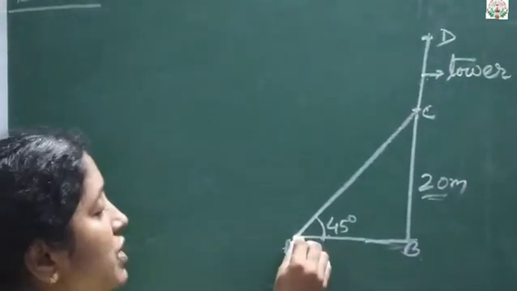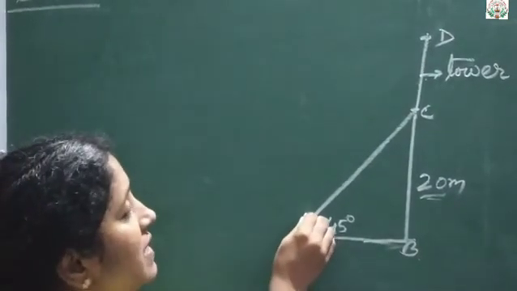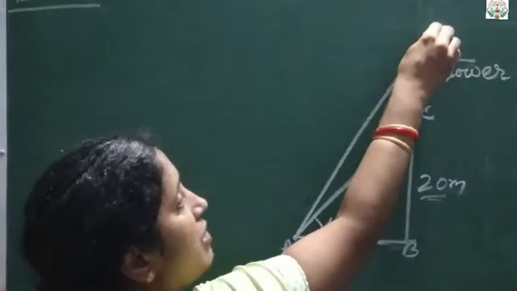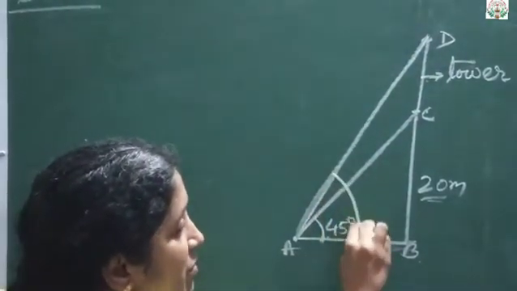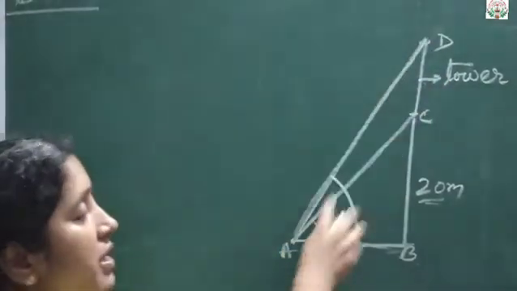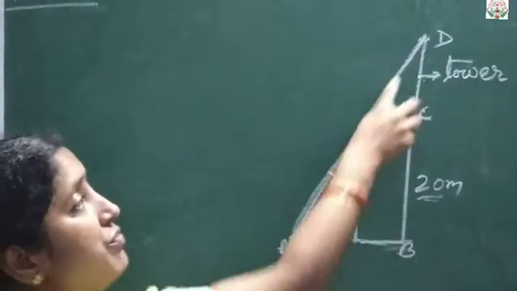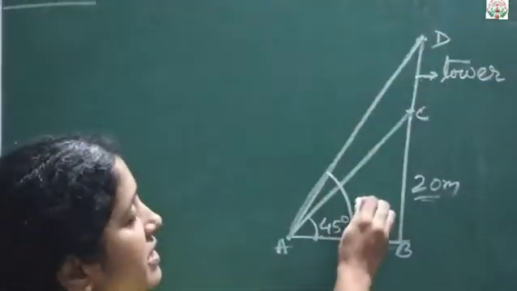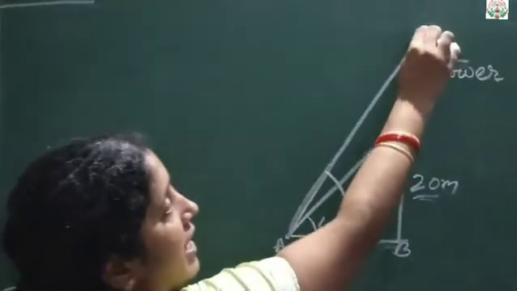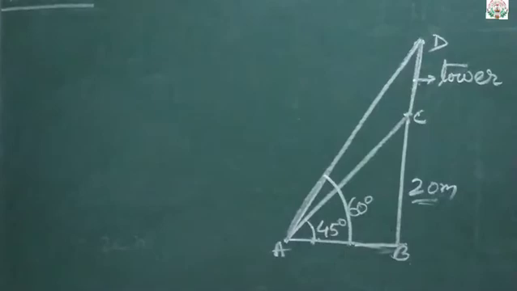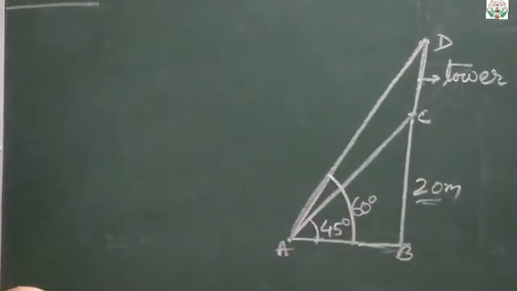Clear? Now this particular person who is standing on the ground sees the height of the tower, and this angle he makes is the angle of elevation for the tower. The angle of elevation for the building is 45 degrees. The angle of elevation for the tower is 60 degrees. So what you have to do is find the height of the tower. Clear? Now for this, same way as the previous question, what will you do?